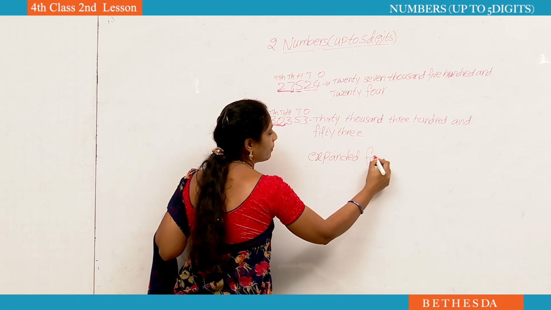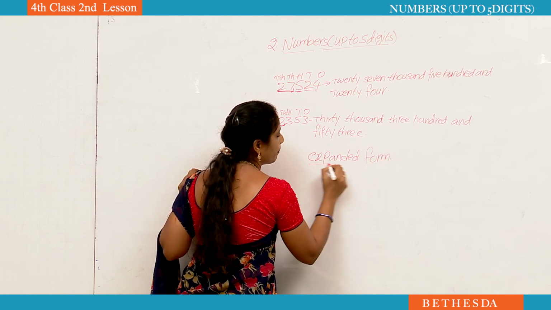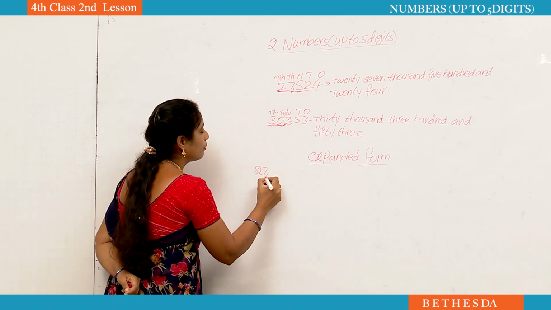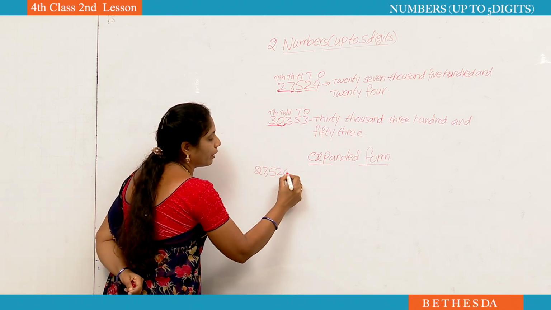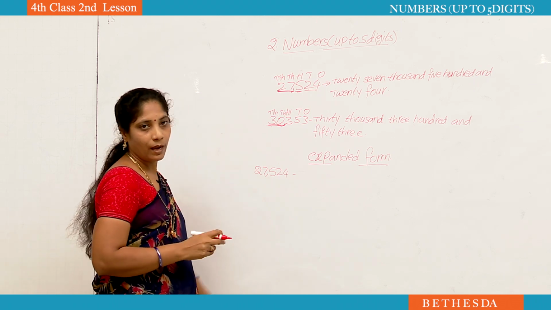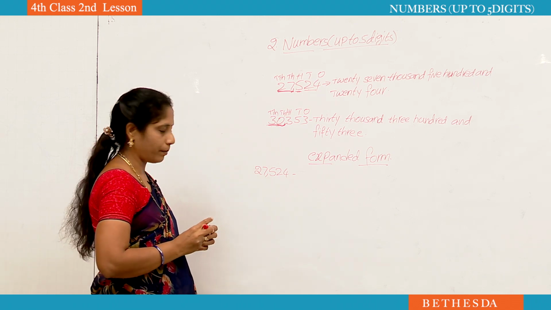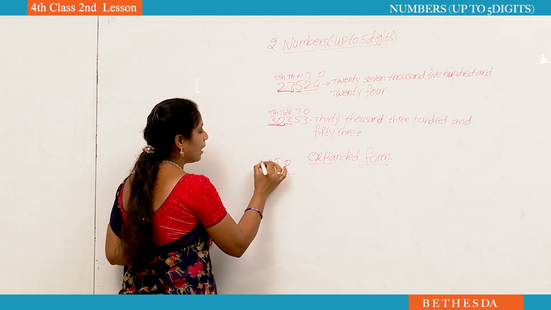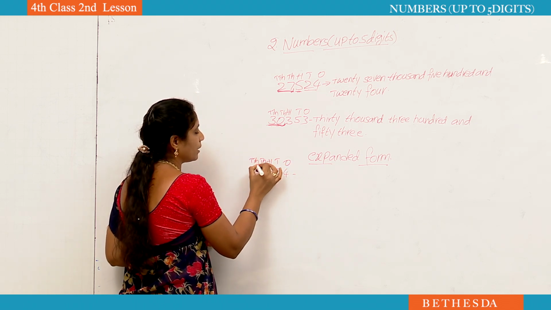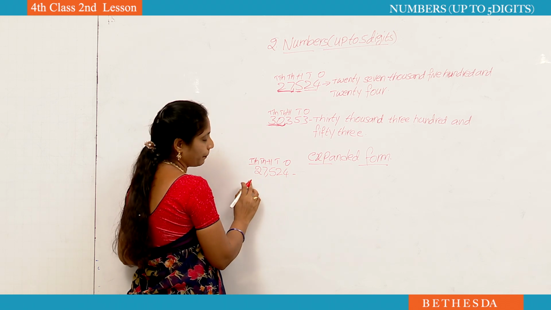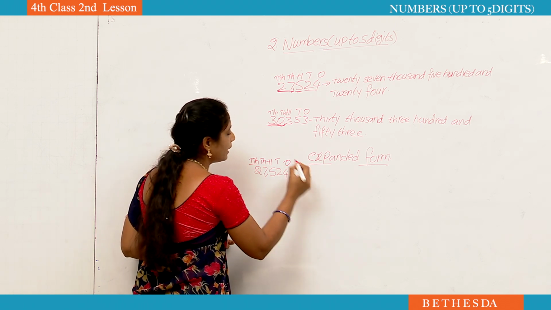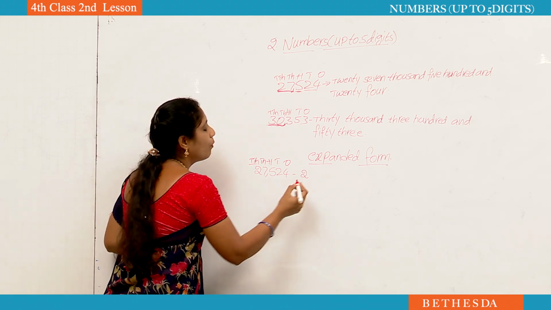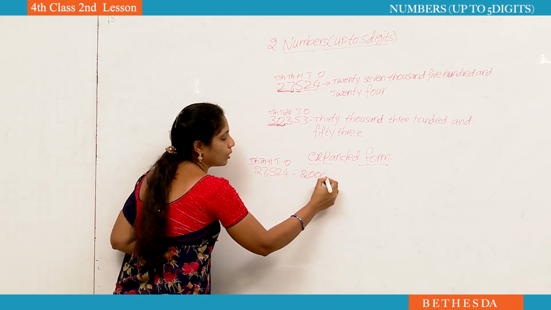Expanded form. I am writing the expanded form for the same numbers only. All of you observe carefully. For the number 27,524, I am going to write the expanded form. Write the place values: ones, tens, hundreds, thousands and 10,000. First we have to take 10,000. What is the 10,000's place number? 2. For 10,000, we have 4 zeros.